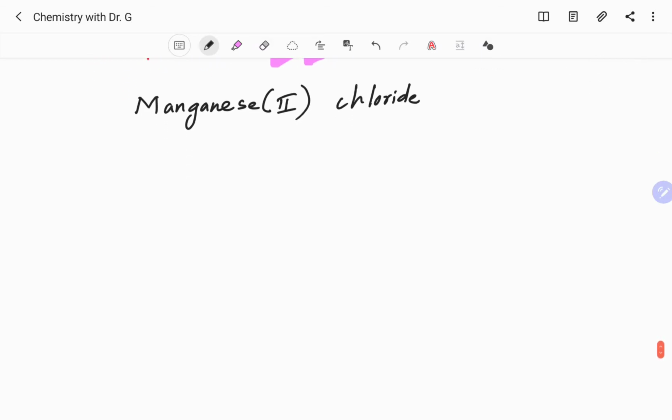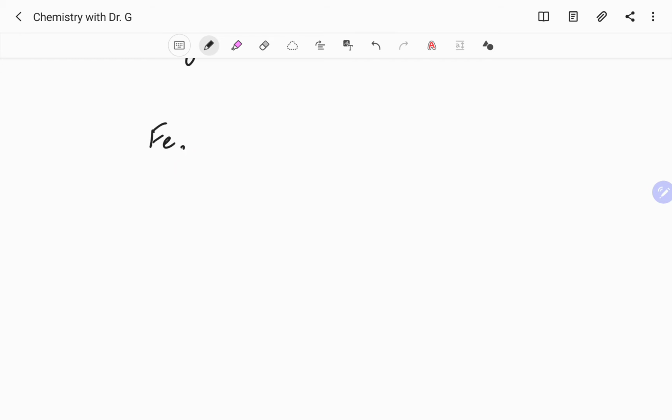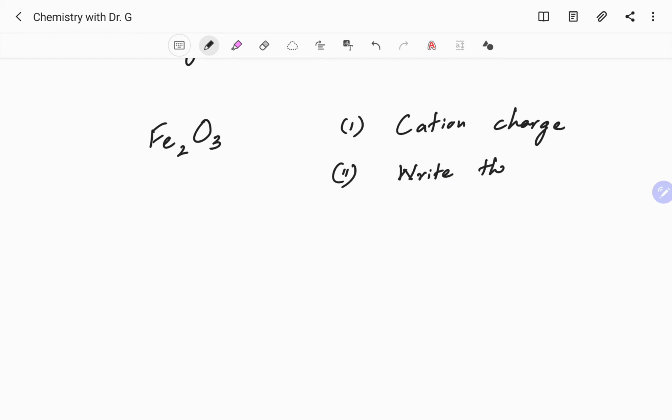Let's do Fe2O3. Okay, so you have an ionic compound between a cation from iron and then oxide. So the first thing that you need to do is figure out the cation charge, and second you need to write the name. Okay, so these are the two things that you need to do.